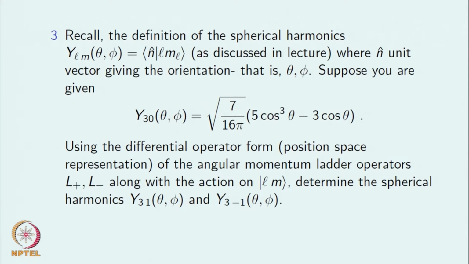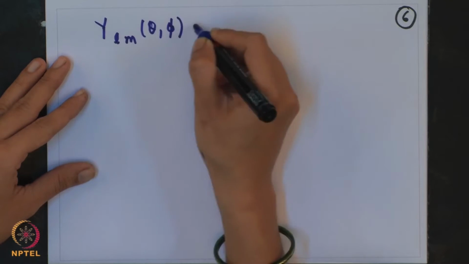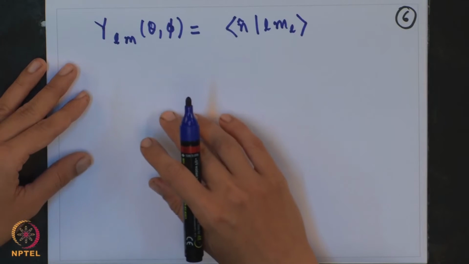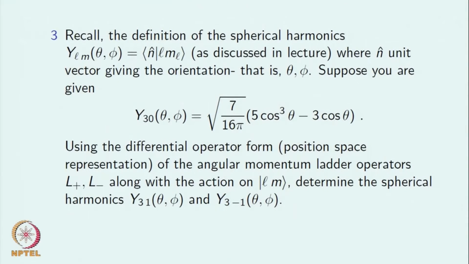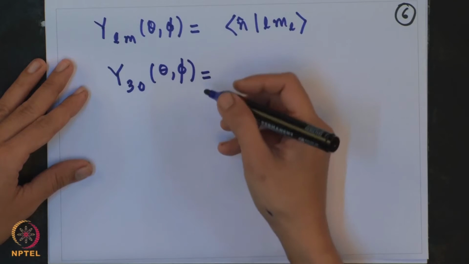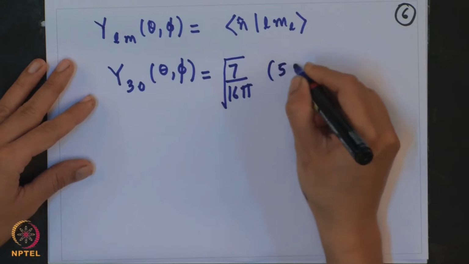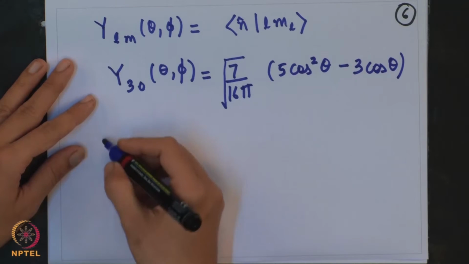Then going to the third problem, recall the definition of spherical harmonics which was discussed in the class. What is the definition? Psi L M theta phi, you can write this as N L M. Using this definition or notation, you have to find out what y31 and y3 minus 1 are. What you are given is y30 as square root of 7 by 16 pi times 5 cos cube theta minus 3 cos theta. This is given and you have to use the ladder operator.